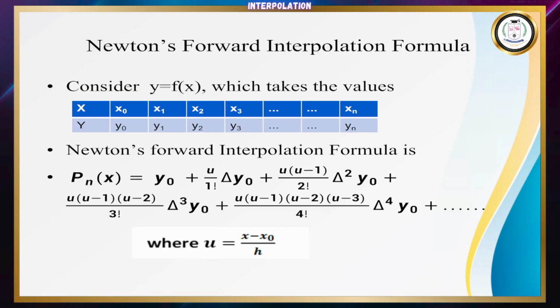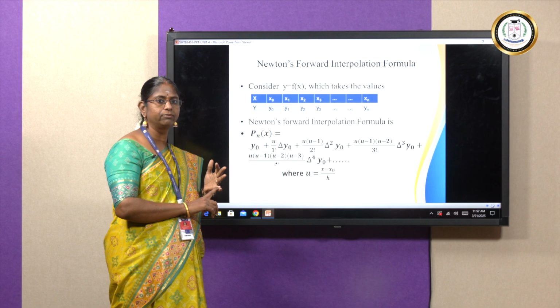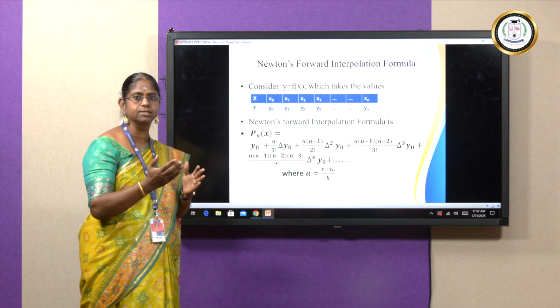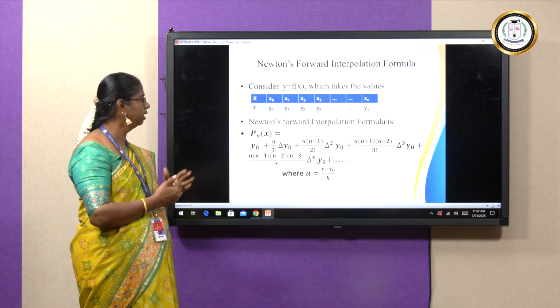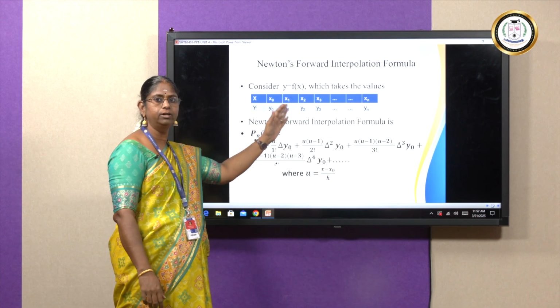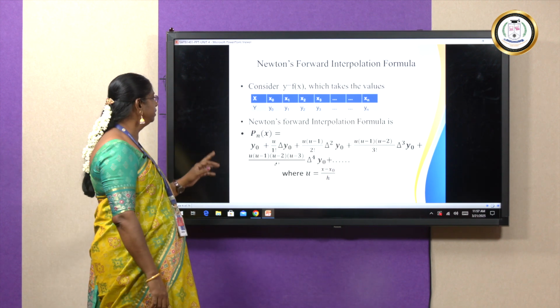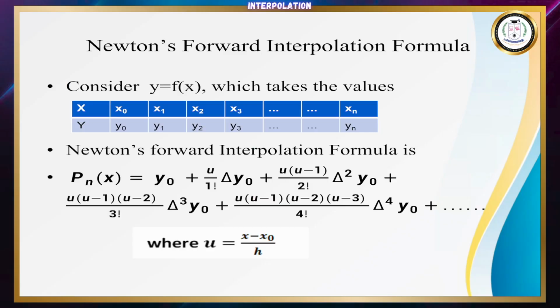So here I have given Newton's forward interpolation formula. It can be used if my x values are given in equal interval. At the same time, if my x is near the beginning or the first half of the given table, I may use Newton's forward interpolation formula. So here the data are given like this: x0, y0, x1, y1, x2, y2, x3, y3, and so on, xn, yn. So it means you have n plus 1 pairs of elements.